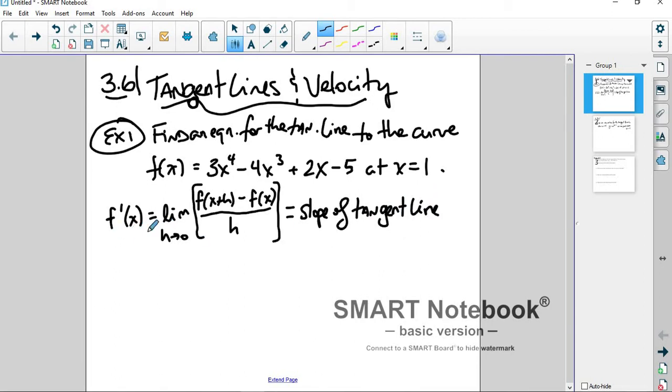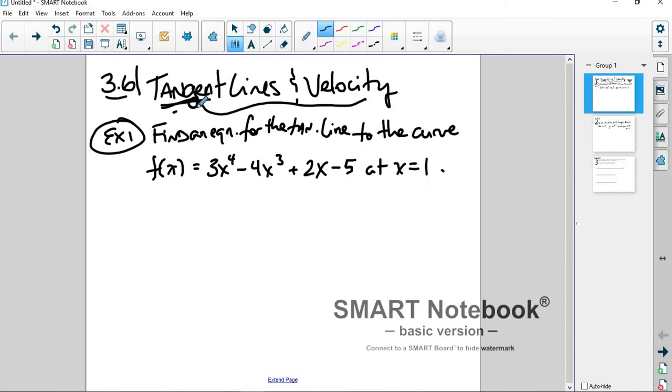That was the very beginning of chapter 3. After that, we went and played around with a whole bunch of derivative rules, so we did not have to do the limit definition. And we don't have to do the limit definition still, but don't forget what it means. It means the slope of the tangent line, okay? So I'm going to wipe that out, and we're going to do example number 1 here.